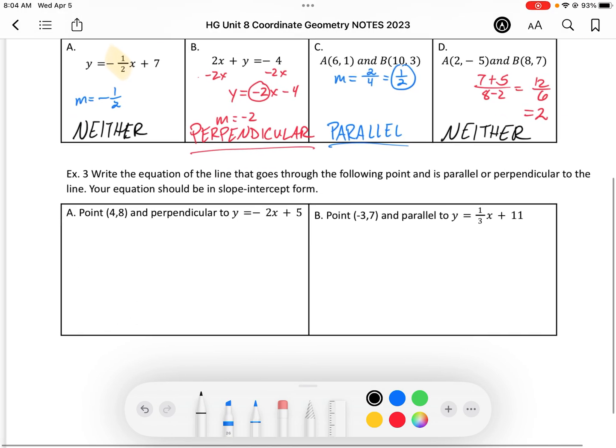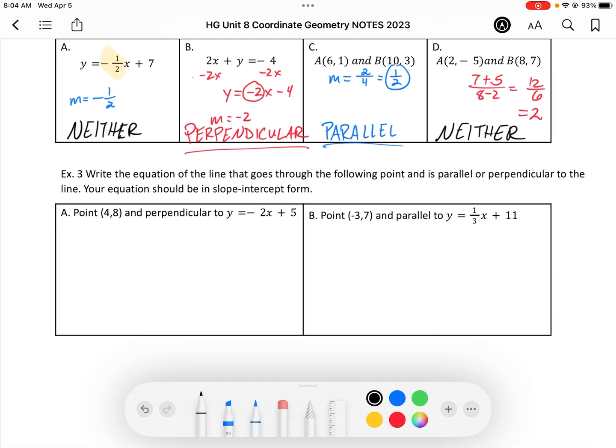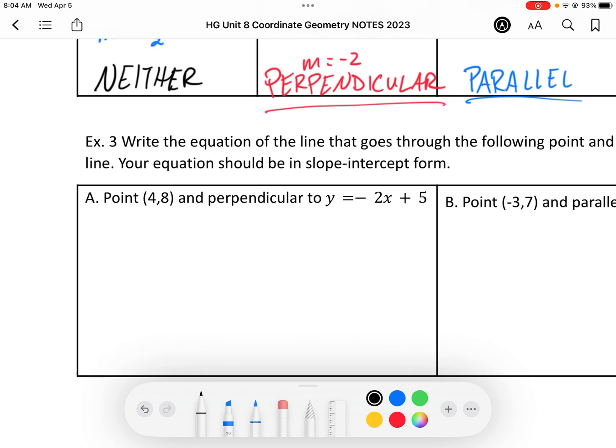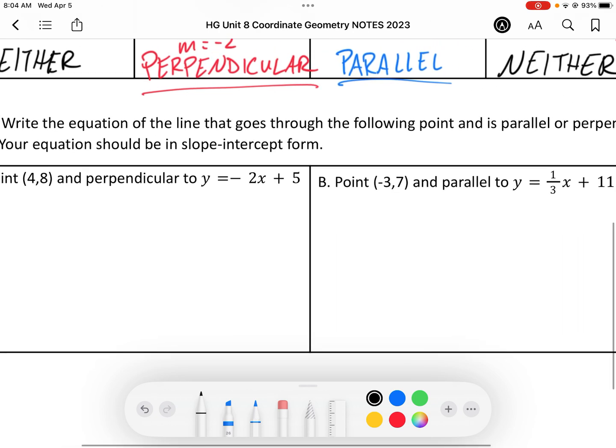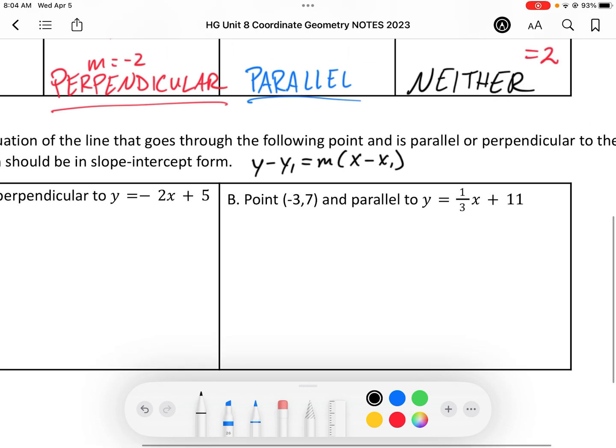Okay? And then to finish this up, you're going to be given some instructions about how to write an equation of a line that goes through a certain point and is either parallel or perpendicular to the given line, based on what the instructions tell you. Your final answer should be in slope-intercept form. So to do this, we're actually going to use point-slope form. We're going to take our y minus y1 equals m parentheses x minus x1, and we're going to turn that into my final answer in slope-intercept form, y equals mx plus b.